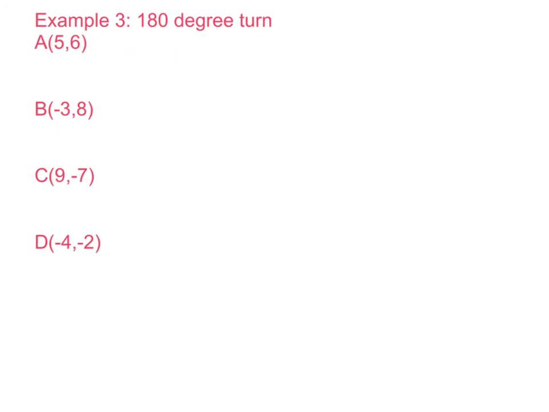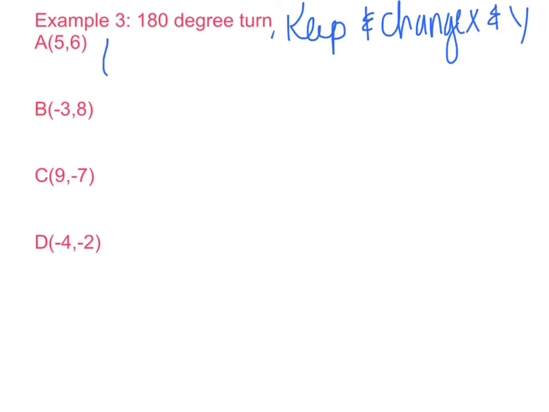Now we have the last one, and we're going to keep the places and change both signs, x and y. So if we had 5, 6, we want to keep them in the same place and just make them the opposite sign. So this is going to become negative 5, negative 6. For B, we have negative 3, so that's going to become a positive 3, and 8 is going to become a negative. Now go ahead and pause it so you can try C and D on your own, and then unpause it and come check the answers.